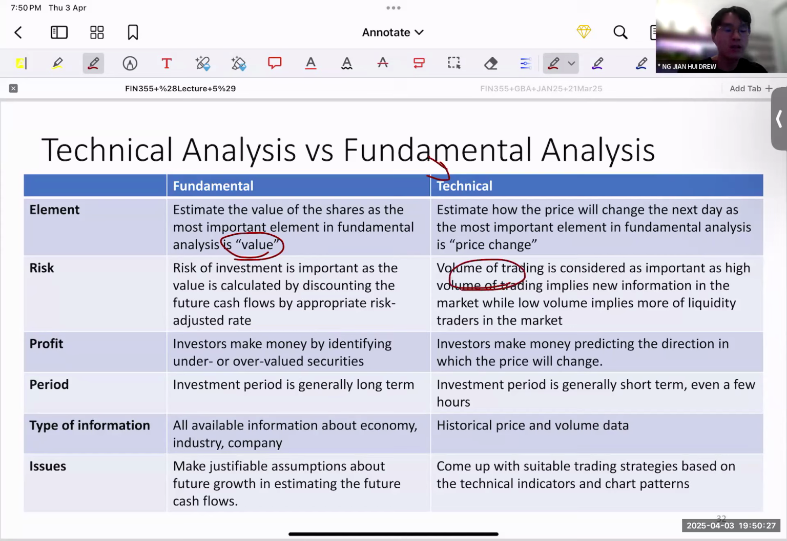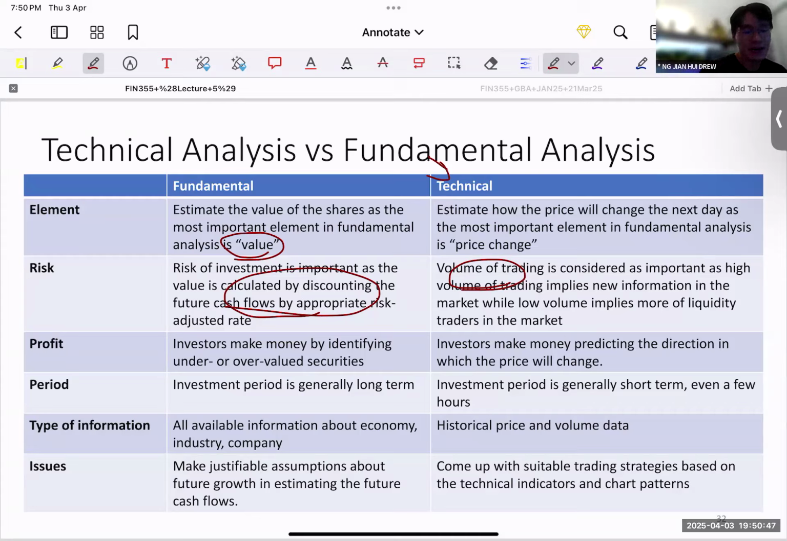Volume traded is considered very important. Only high volume trades are worth considering. If there's low volume, no point. On the fundamental side, we are actually focusing on cost of capital and cost of equity. So what is the cost involved?